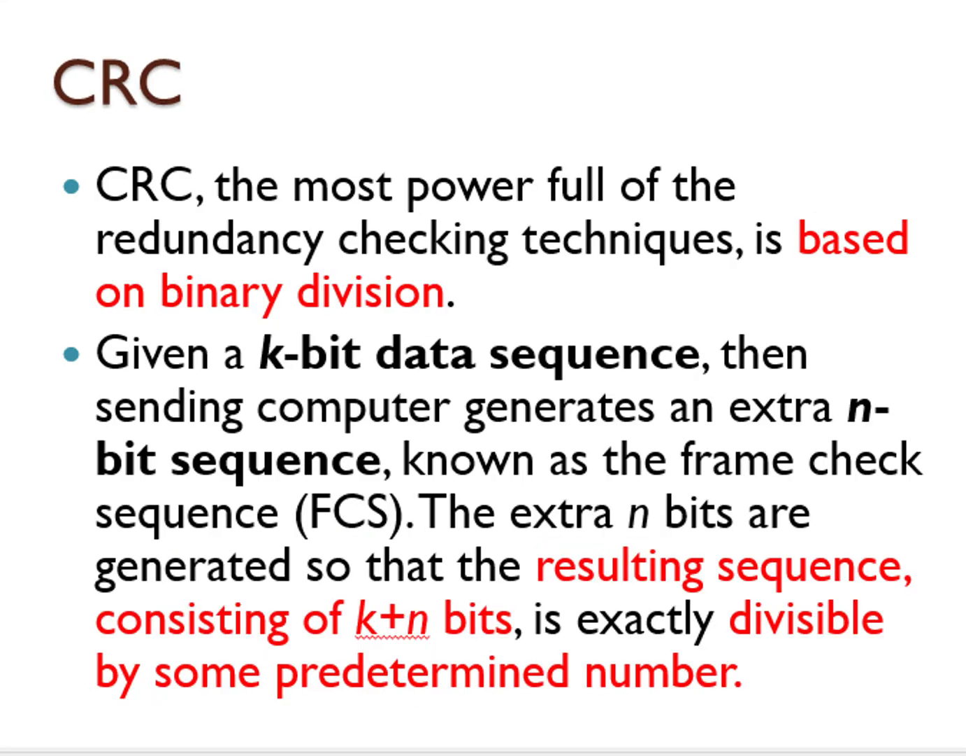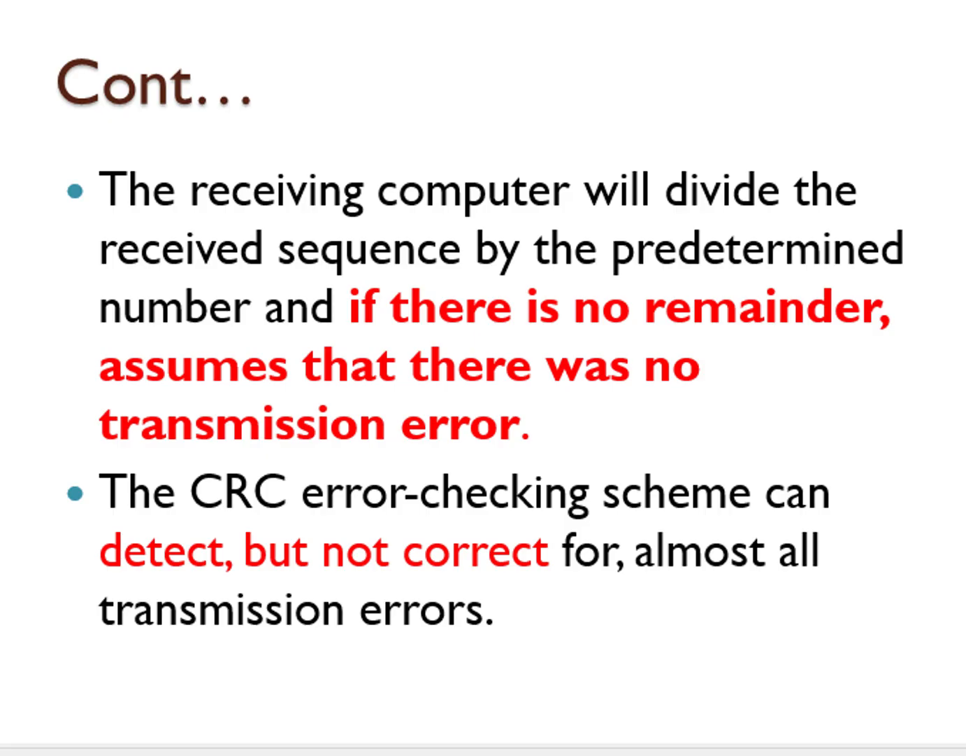CRC, the most powerful of the redundancy checking techniques, is based on binary division. Given a k-bit data sequence, the sending computer generates an extra bit sequence, known as the frame check sequence, FCS. The extra bits are generated so that the resulting sequence, consisting of n bits, is exactly divisible by some predetermined number. The receiving computer will divide the received sequence by the predetermined number, and if there is no remainder, assumes that there was no transmission error.